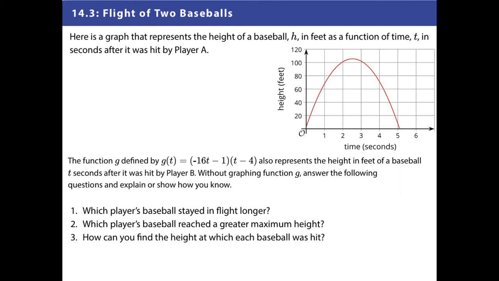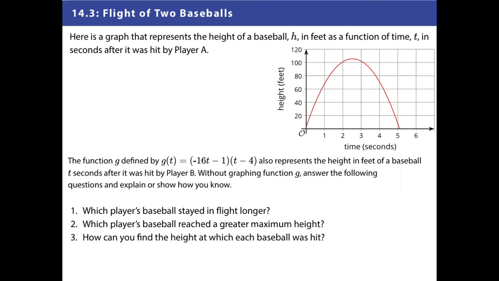Without graphing the function g, answer the following questions and explain or show how you know. So number 1, which player's baseball stayed in flight longer? So player A's baseball stayed in flight longer because the zeros of function g are 4 and -1/16. The negative zero doesn't have any meaning in this situation.